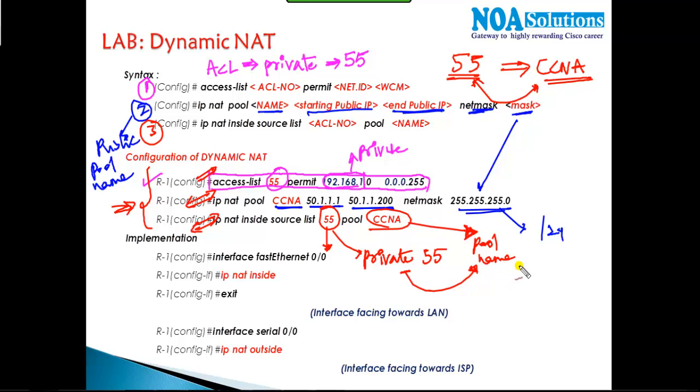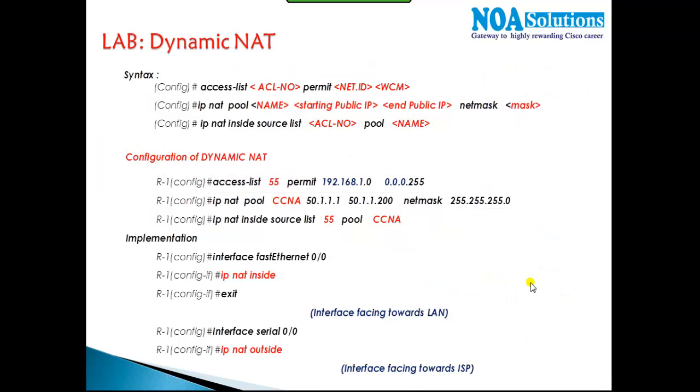The final step of implementation is going to be the same. We just need to tell that the interface connecting to the LAN is my inside interface, and the interface connecting to the ISP is my outside interface. So that's how we can verify the dynamic NAT.